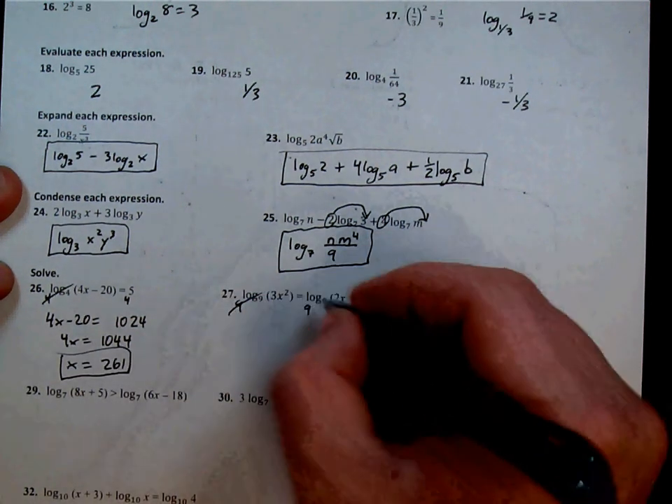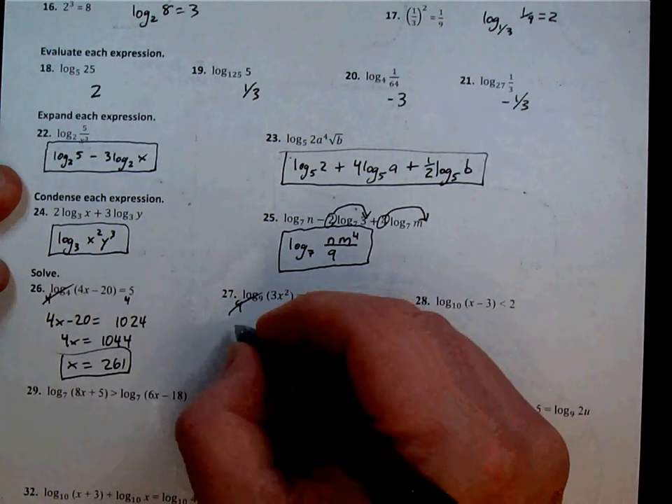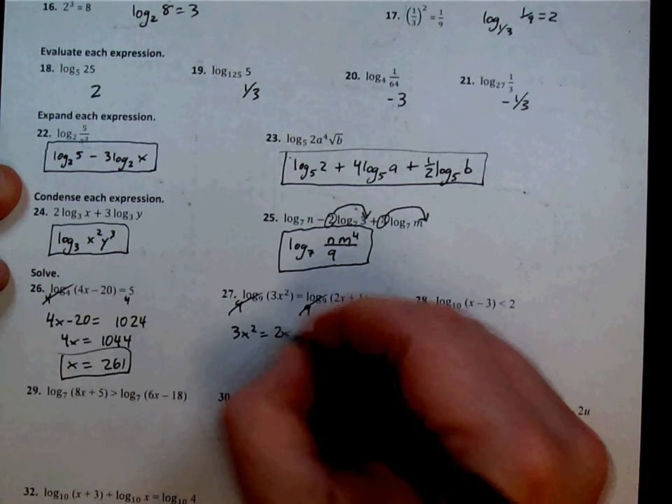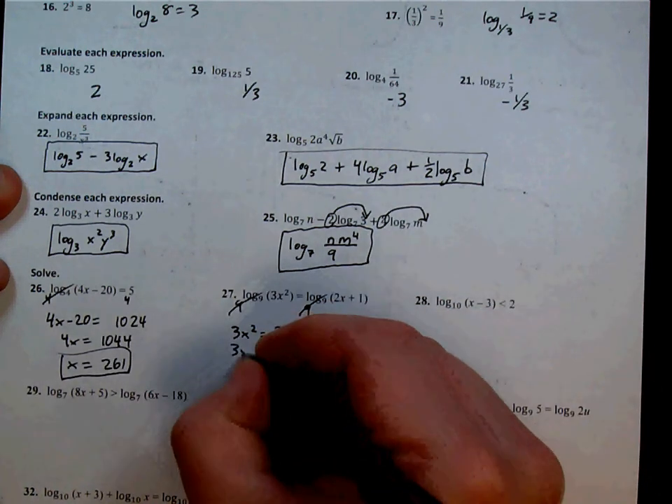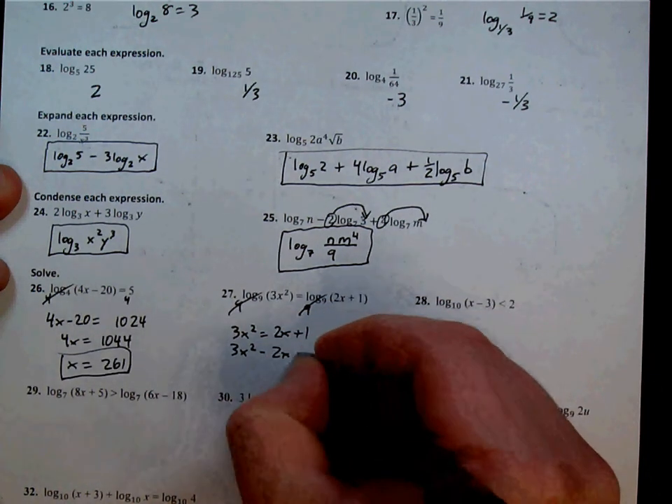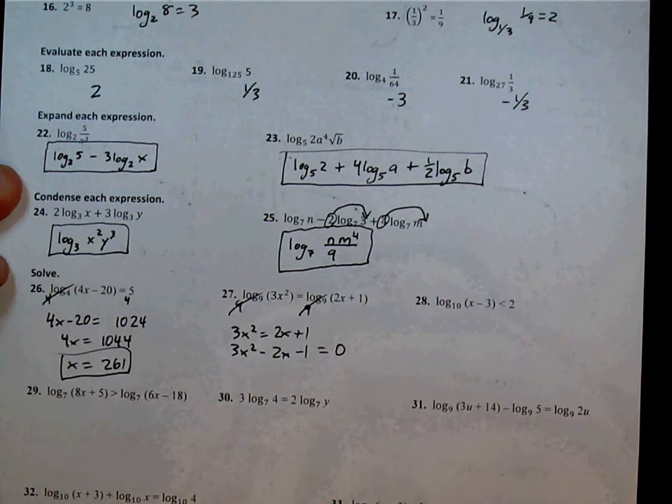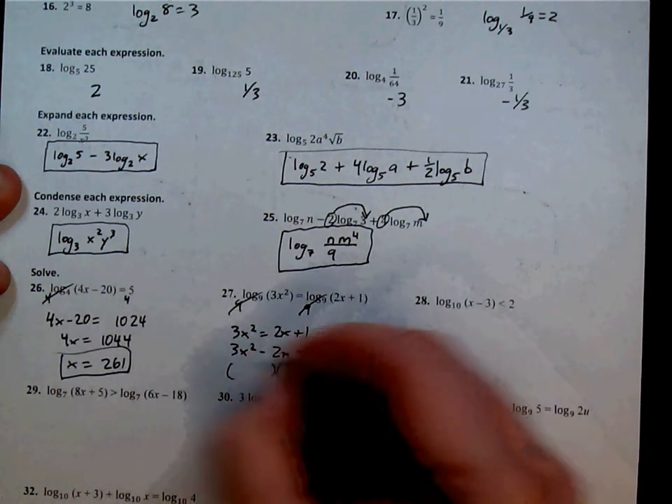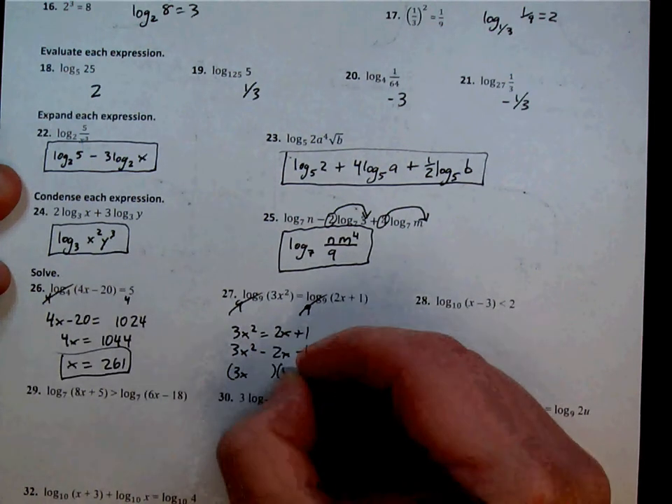X1, logs cancel with it when I exponentiate to a 9, so the 3x squared is equal to 2x plus 1. I'm going to bring everything to one side. I'm going to try and factor this, hope it factors. 3x and x.